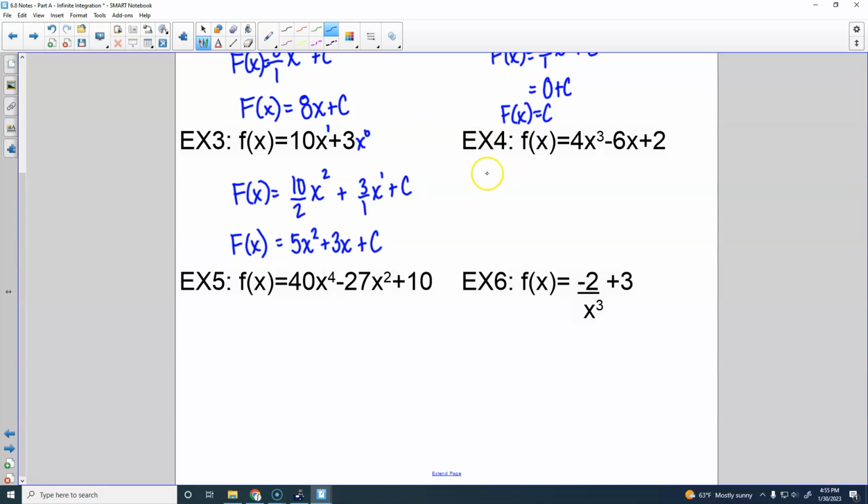So if we look at example 4 here, again, we are raising that exponent by 1. That gives me x to the 4th. Then I'm dividing out front by that exponent, so I got 4 over 4 here.